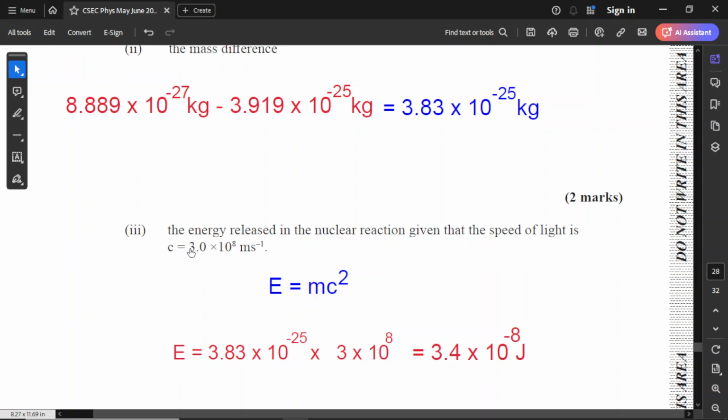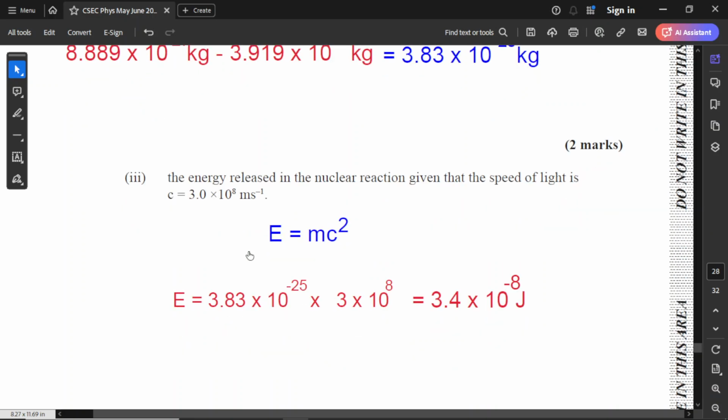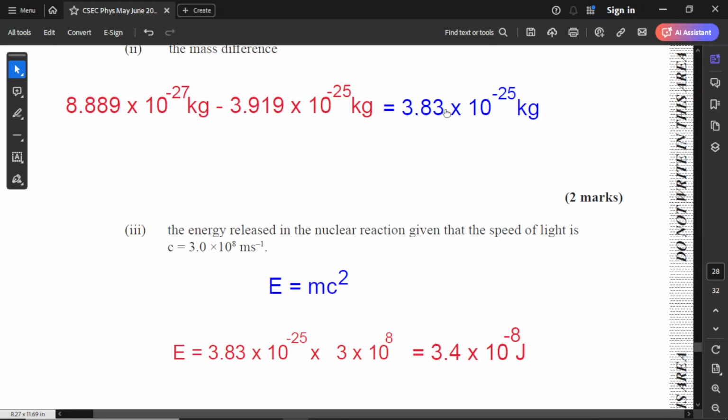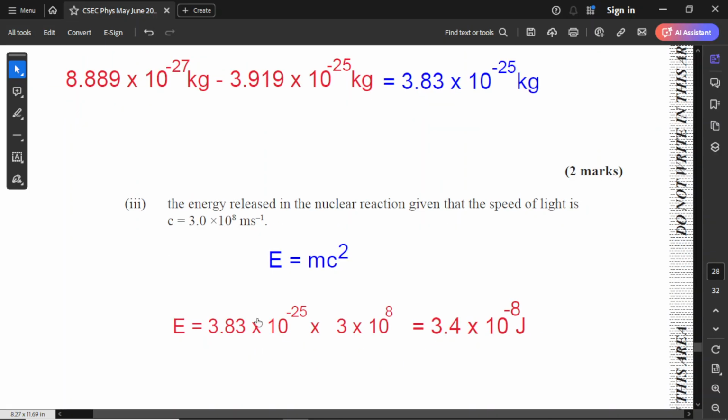Now for part 3, it asks for the energy released in the nuclear reaction, given that c, the speed of light, is 3 times 10 to the 8 meters per second. The formula we use is E equals mc squared. E is equal to the mass difference we calculated, because the difference in mass is the energy that is released. Once you multiply that mass by the speed of light squared, you should get 3.4 times 10 to the minus 8 joules.